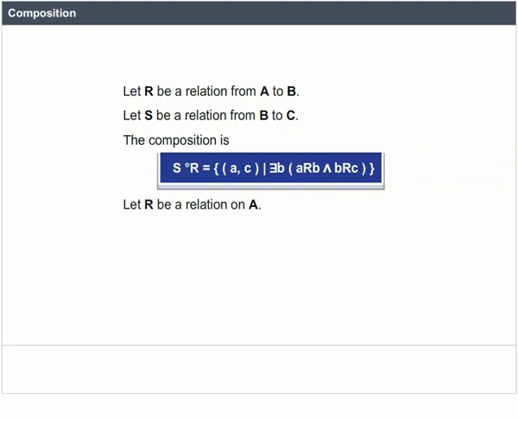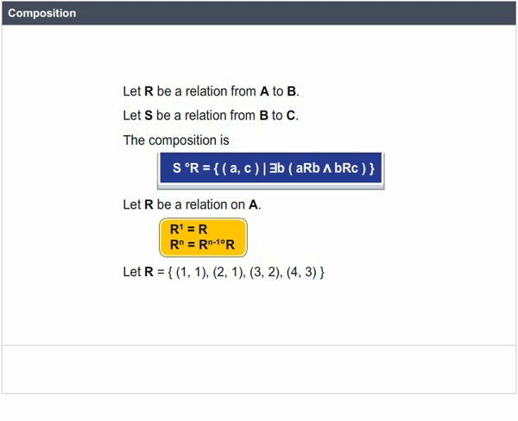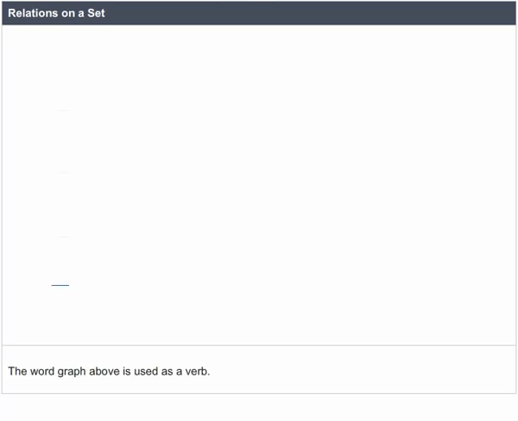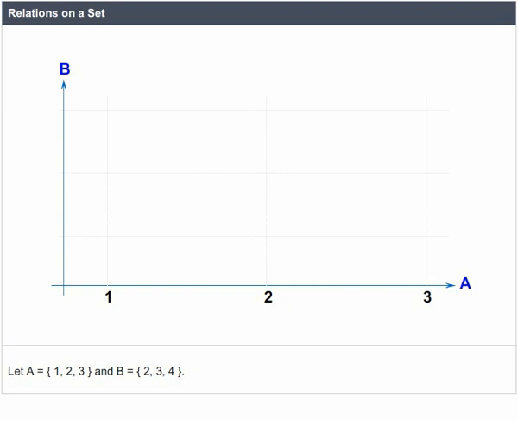Let R be a relation on A. R1 equals R, and Rn equals R(n minus 1) composite R. Let R equal {(1,1), (2,1), (3,2), (4,3)}. Relations on a set. The word graph above is used as a verb. Let A equal {1, 2, 3}, B equal {2, 3, 4}. Let R be a relation from A to B where (a, b) is such that a divides b.